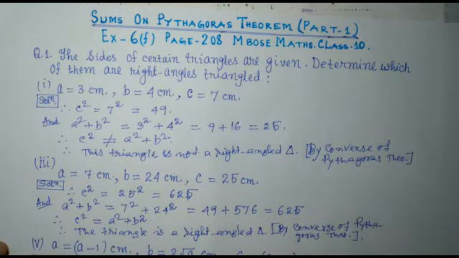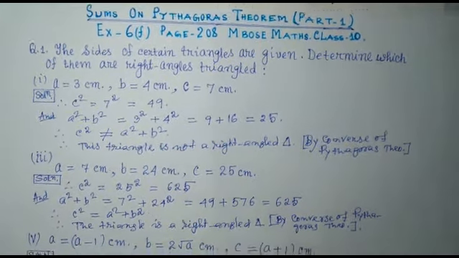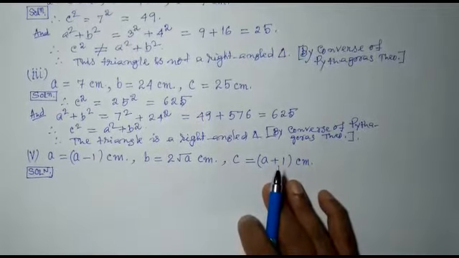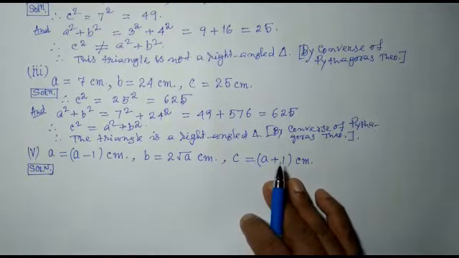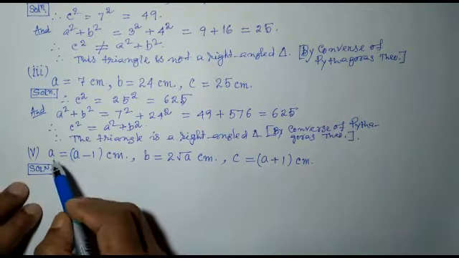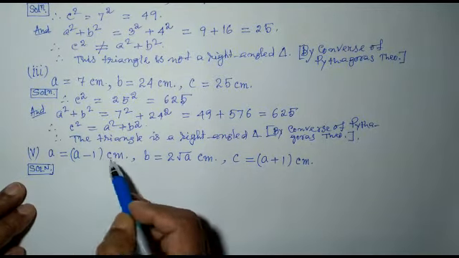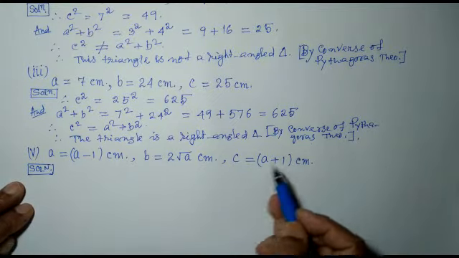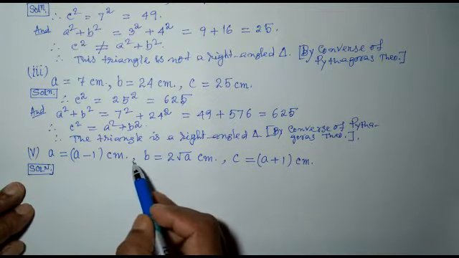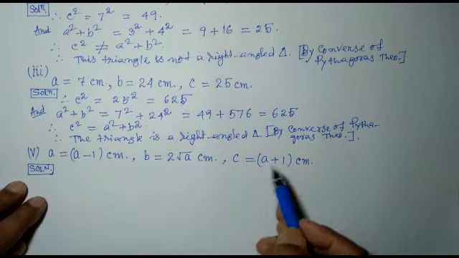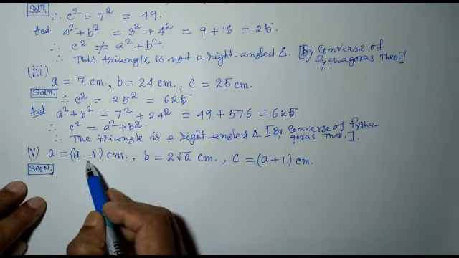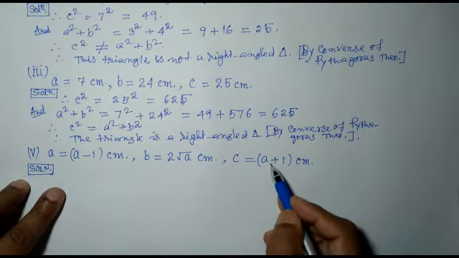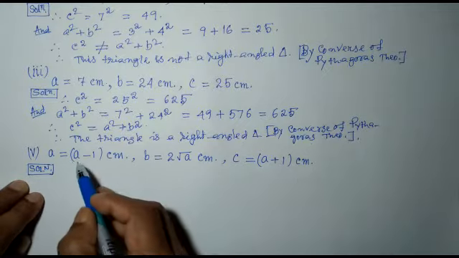So let us see question number 5. Question number 5, see. The three sides are a equal to a minus 1 centimeter, b equal to 2 root a centimeter, and c equal to a plus 1 centimeter. So from here, first you find which is the longest side. Here it is a minus 1, and here it is a plus 1. Necessarily a plus 1 will be bigger between this and this.